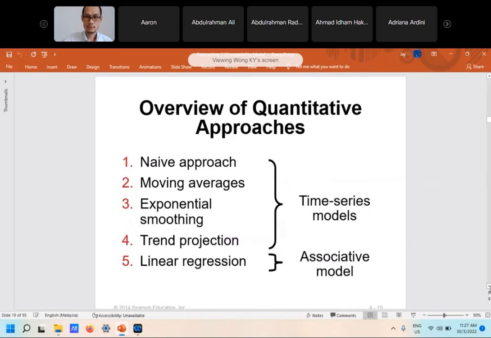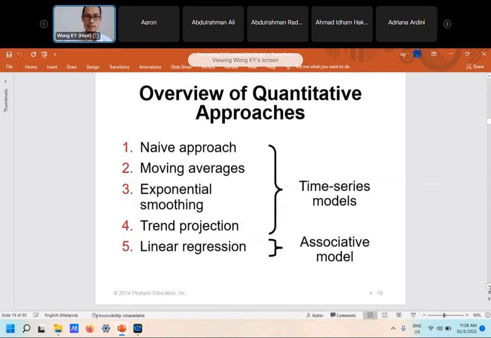Right. So these are quantitative approaches that you will learn. Quantitative approaches, we have 5 types. You need to know all the 5 types. First is naive approach. This is easiest. Moving averages, exponential smoothing, trend projection, linear regression. The first 4 techniques are known as time series models, and the last technique is called associative model.